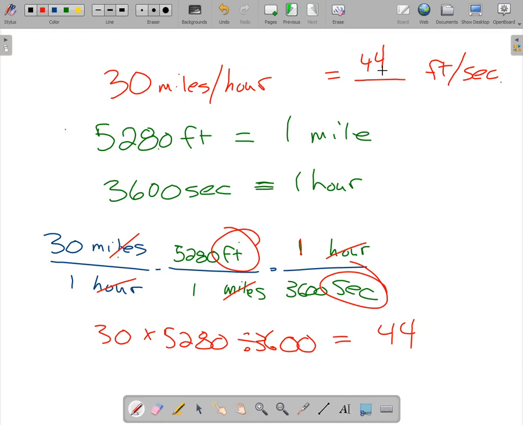If you look down for 3 seconds, what's that going to be? 132 feet. How wide is your average yard in a neighborhood? 50 to 100 feet wide. So you've just gone by a couple of houses. A lot can happen in that distance and time. So, something to think about.